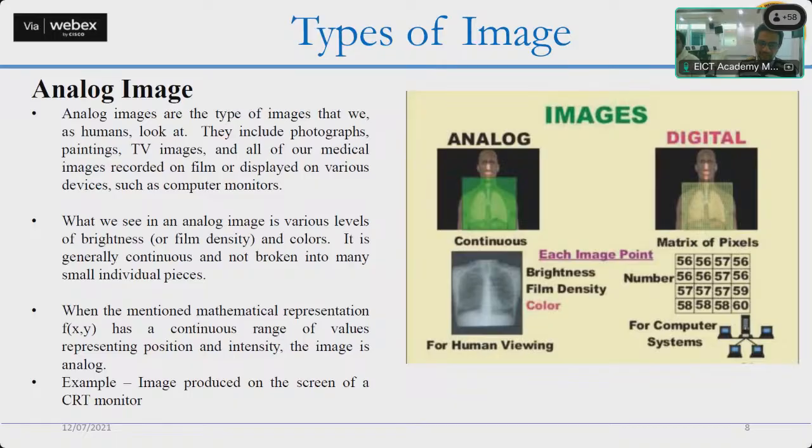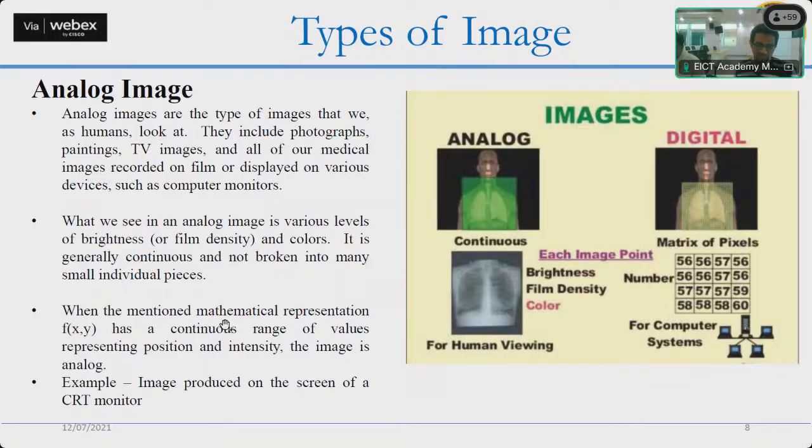What we see in an analog image is various levels of brightness and color. For us, color is also visible. It is generally continuous and not broken into many small individual pieces. So, one example is seen here. For example, when you take a chest X-ray, it looks in that form.